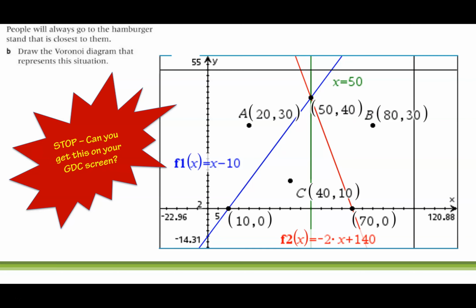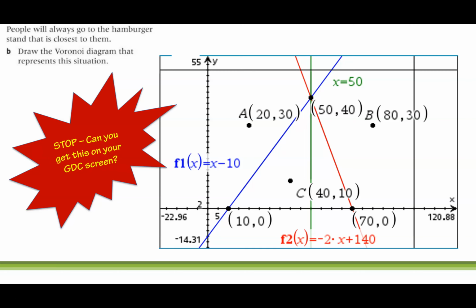And they are y equals x minus 10, that's shown in blue, and y equals negative 2x plus 140, which is shown in red. And I also did the final one, which is the perpendicular bisector that joins between A and B, even though it wasn't presented in the last slide. And that is the vertical line, x equals 50. And you can see I also found out where these three lines cross each other, and that's at (50, 40).